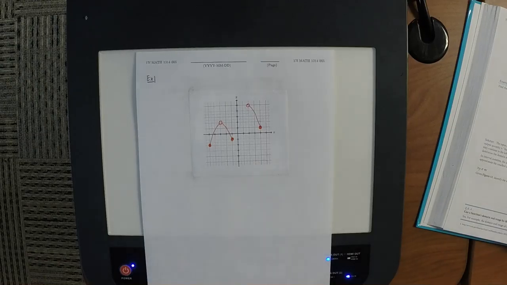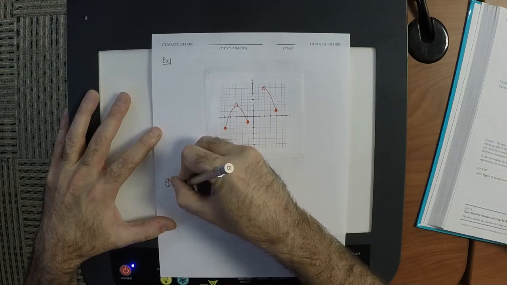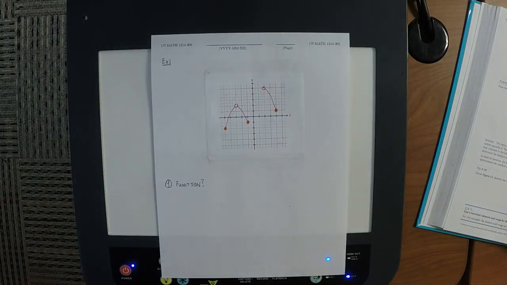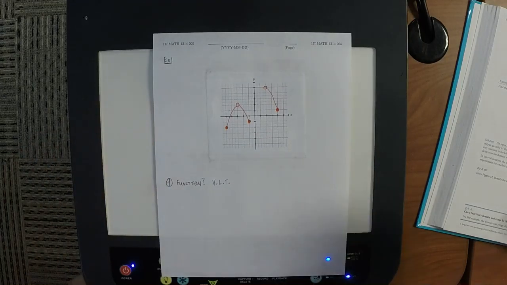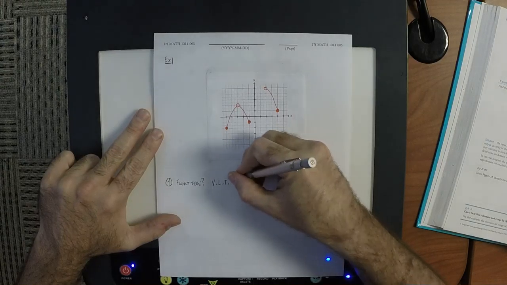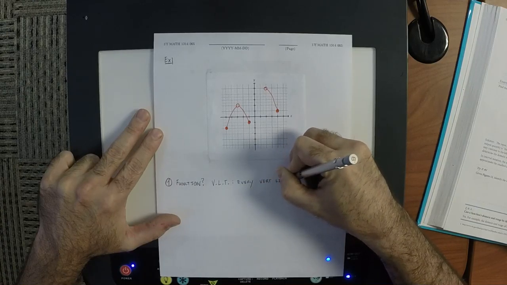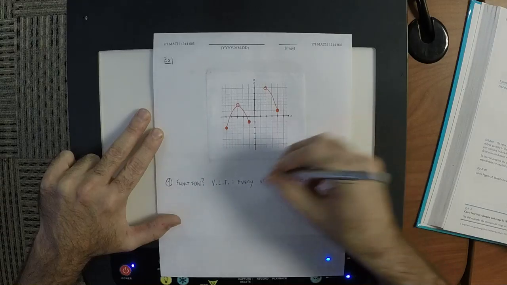My first question to you is, is this the plot of a function? So how do you confirm or deny that? With the vertical line test. Okay, and then in plain language, can someone tell us what the vertical line test is? Zero or one, right? So every vertical line crosses the plot zero or one times.